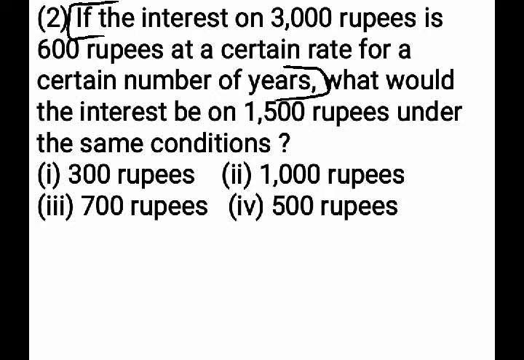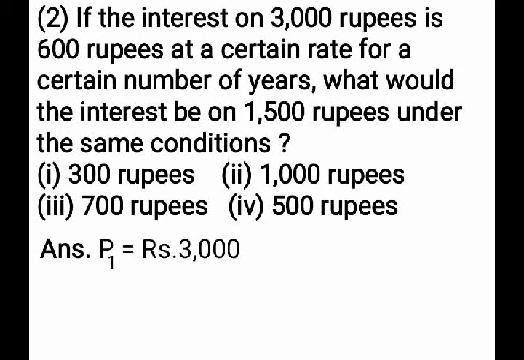If the interest on 3000 rupees is 600 rupees means principal 1 is rupees 3000. If you are taking principal 1 as rupees 3000, so you have to take interest 1 equal to rupees 600. If the principal 1 is given rupees 3000, what will be the interest 1? Rupees 600. If the rate of interest and time is not given, you have to continue reading the other part of the sentence of this sum and understand.